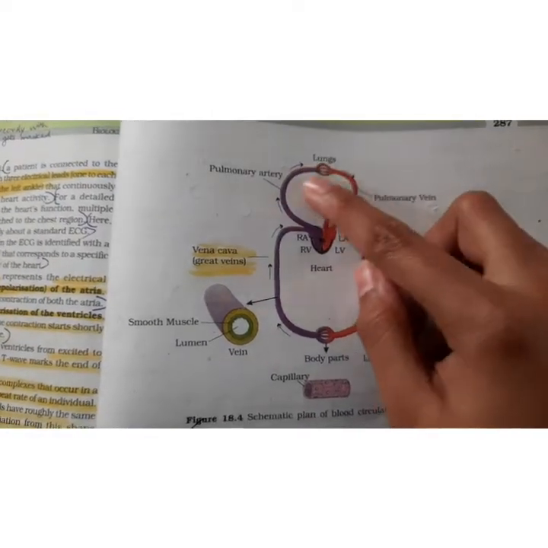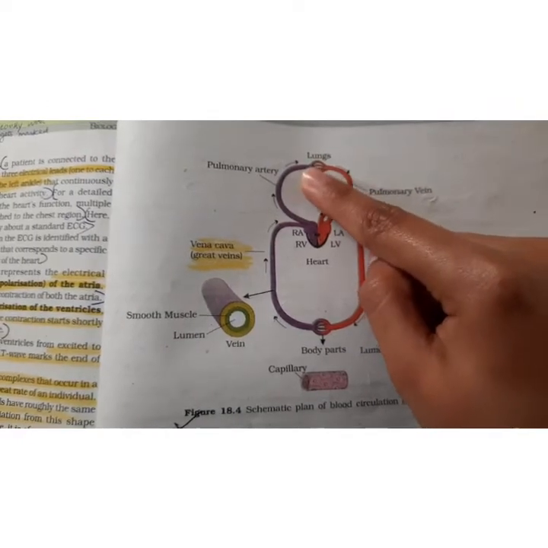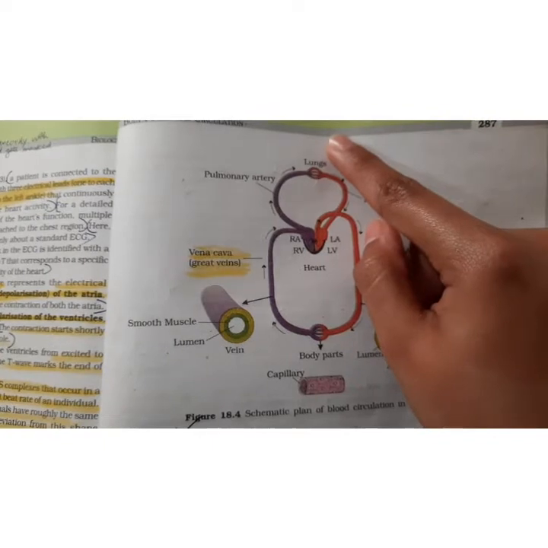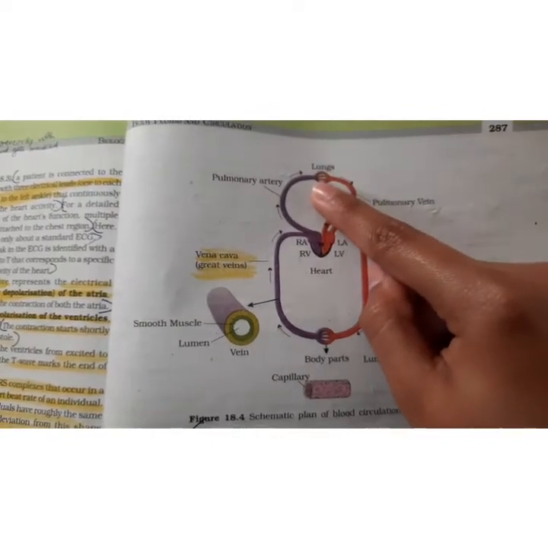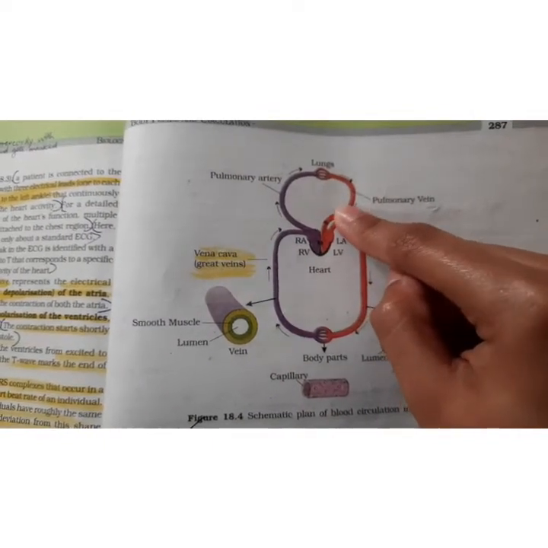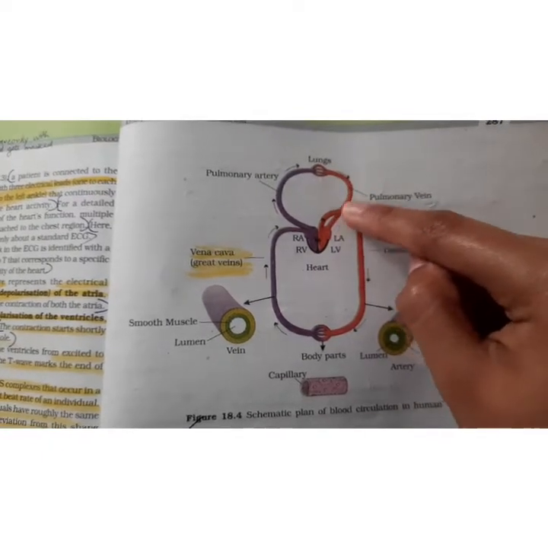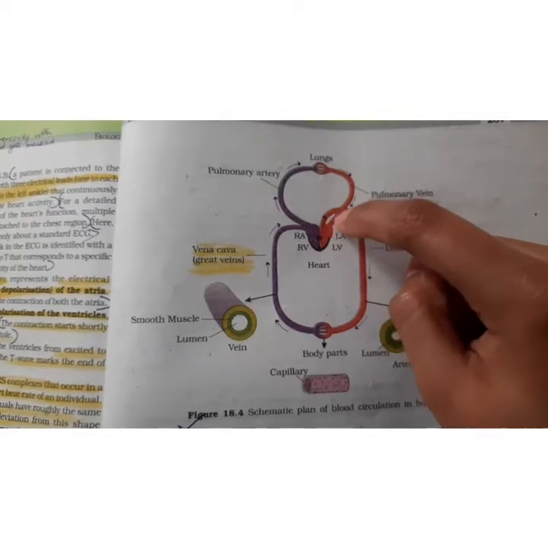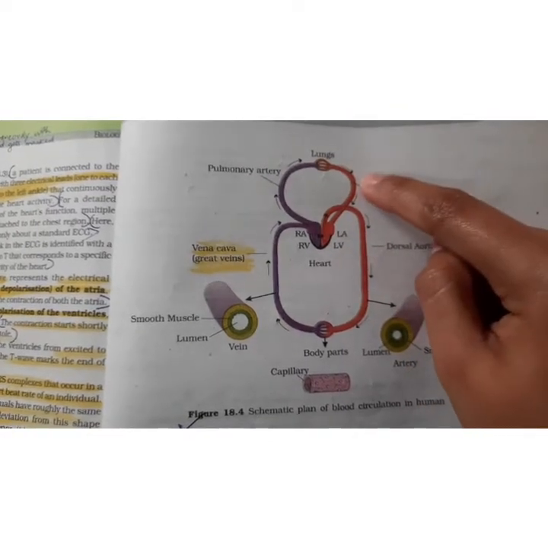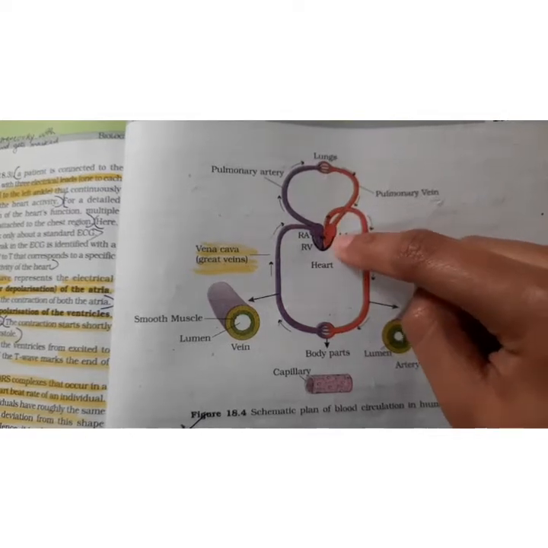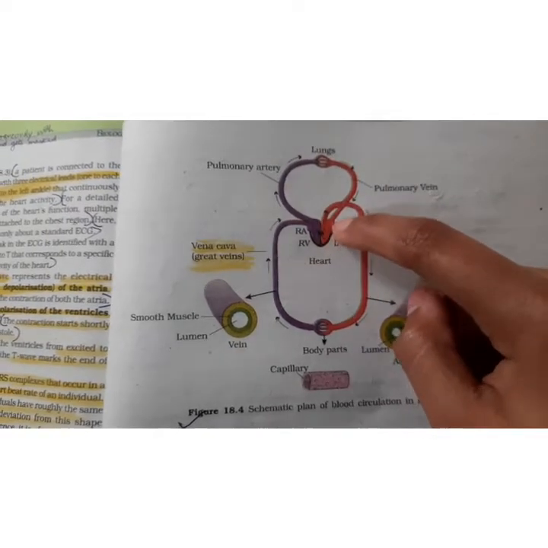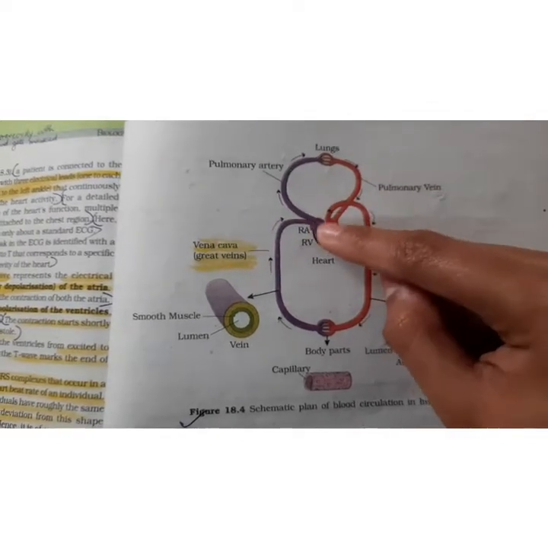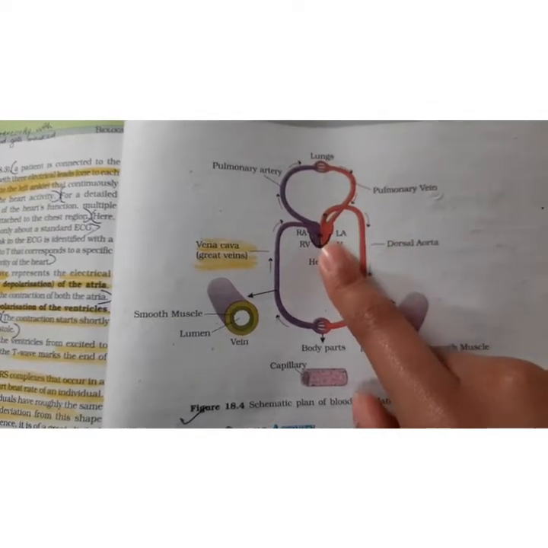So when it reaches the lungs, the carbon dioxide from this deoxygenated blood diffuses to the lungs, and the oxygen from the lungs diffuses in these capillaries. Now the blood is oxygenated blood. This is called pulmonary vein. Pulmonary vein is the only vein in the body which carries oxygenated blood. Now this oxygenated blood goes to left atrium, back to the heart. Now from left atrium, the heart contracts again. The blood goes to left ventricle through the bicuspid valve.